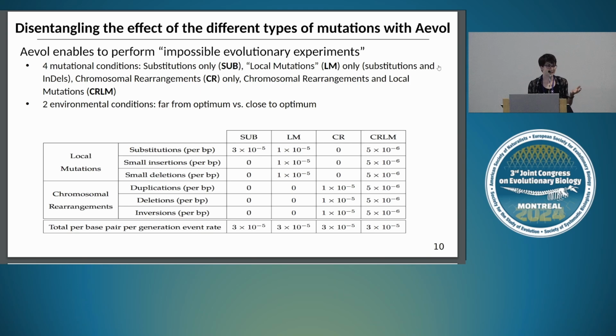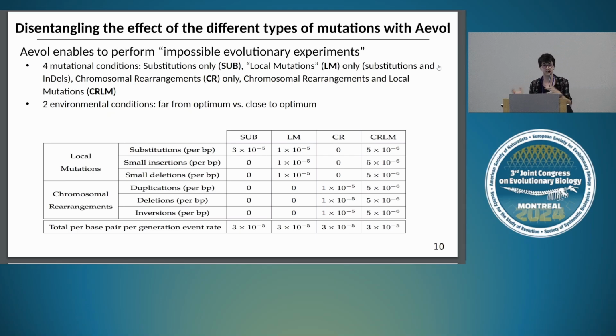What's great with that kind of software is that we can then do impossible evolutionary experiments. So we were interested in the effect of chromosomal rearrangement, and we decided to test 4 mutational scenarios to see what different types of mutation will do to the genomic sequence. So we have one scenario with only point mutations, one scenario with all local mutations, so it is point mutations and small indels. We have only chromosomal rearrangements, which for these experiments are limited to duplications, deletions, and inversions. And we have all types of mutations at once. And we kept a constant total per base per generation event rate.